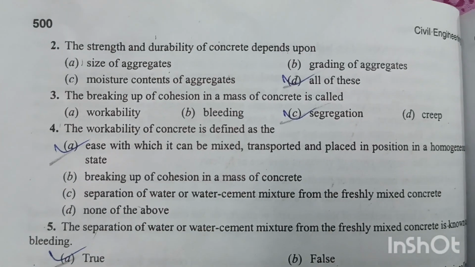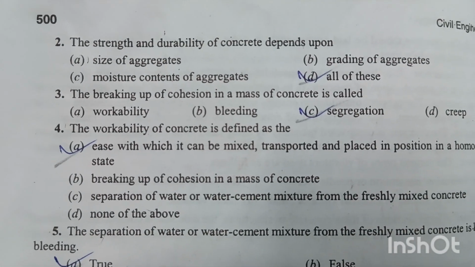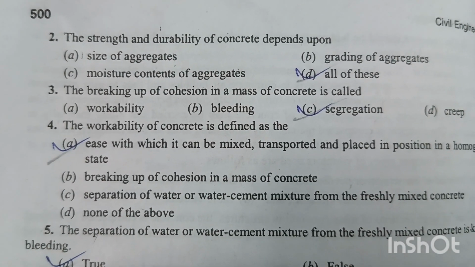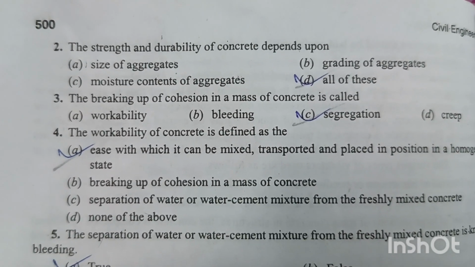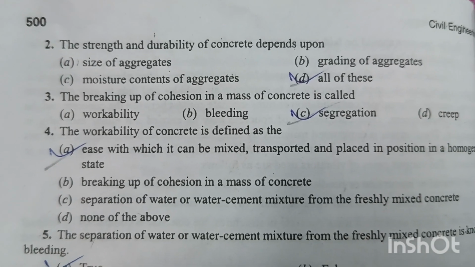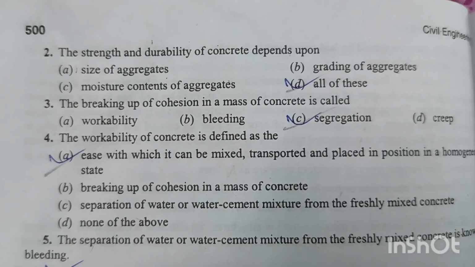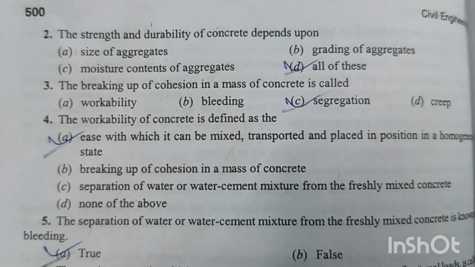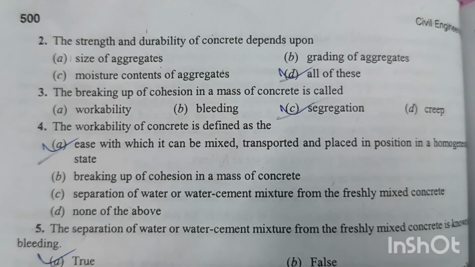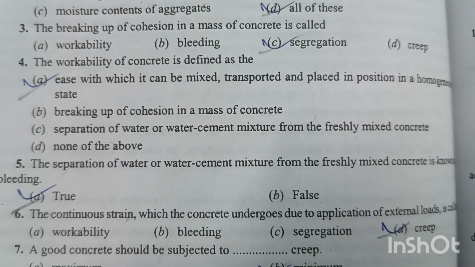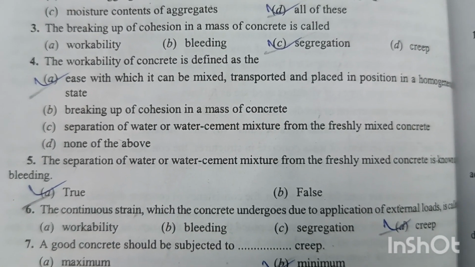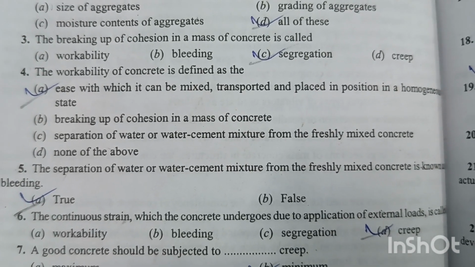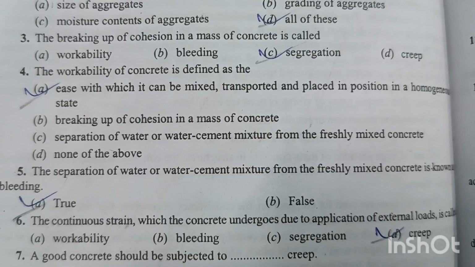Question number 2, the strength and durability of concrete depends upon option A, size of aggregate, option B, grading of aggregates, option C, moisture contents of aggregates, option D is the right answer, all of these. Question number 3, the breaking up of cohesion in a mass of concrete is called segregation, option C is the right answer. Question number 4, the workability of concrete is defined as the ease with which it can be mixed, transported and placed in position in a homogeneous state. Option A is the right answer.